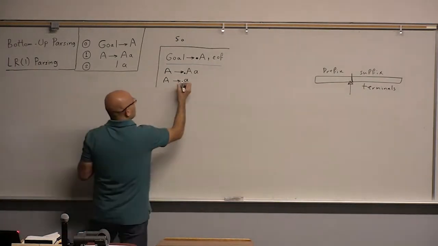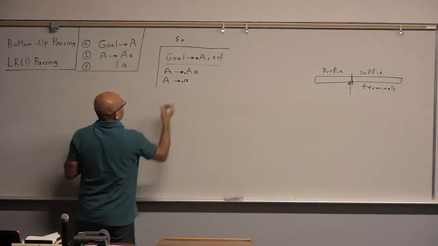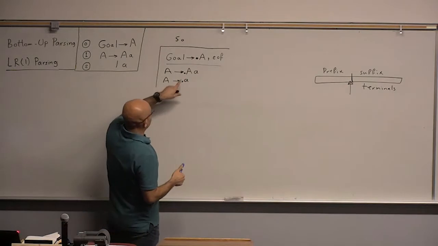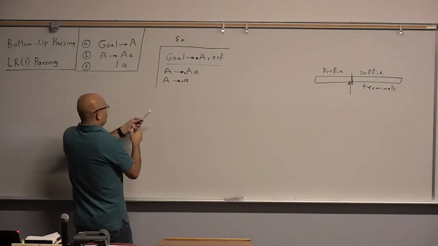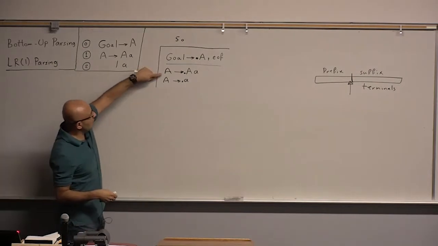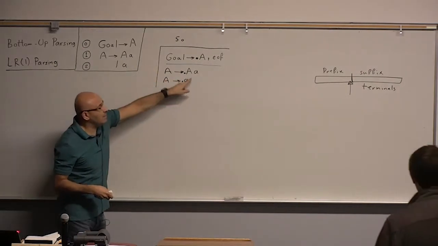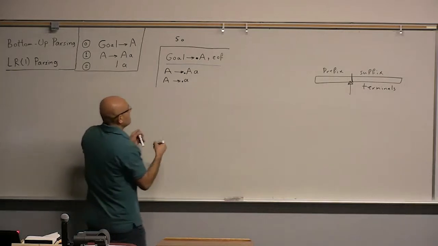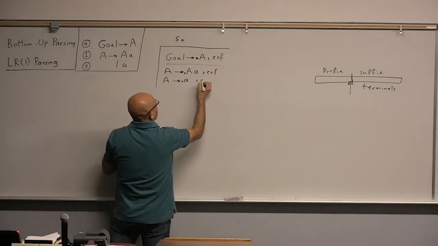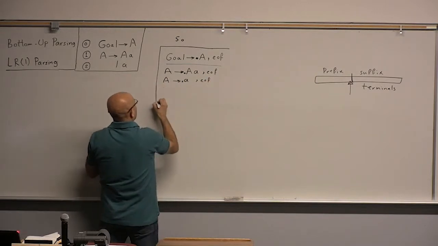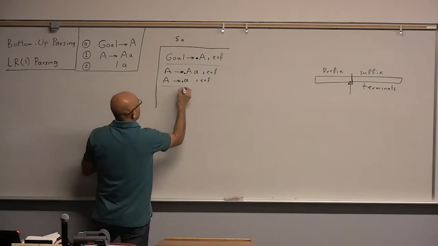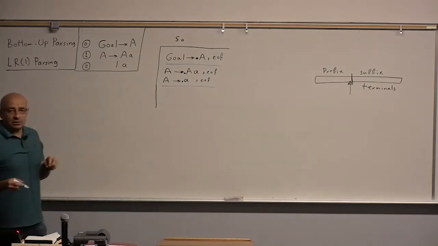Now the look ahead is going to be the same, because if we recognize an AA, this is what should appear after an A if we make this reduction. And what appears after an A will be an end of file as well. Now, are we done? No, we are not.